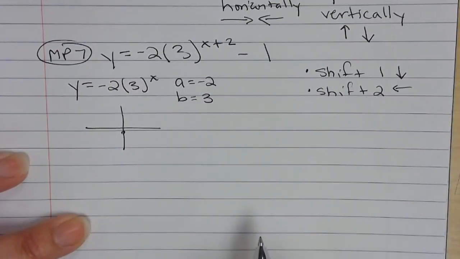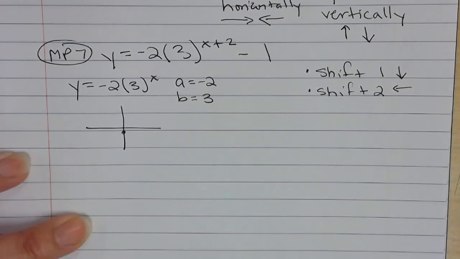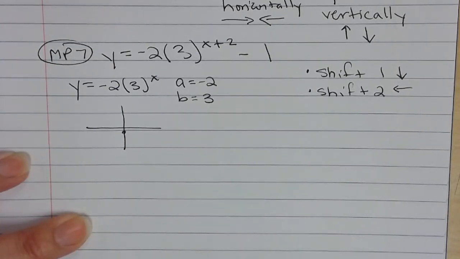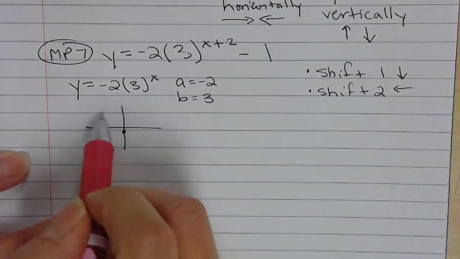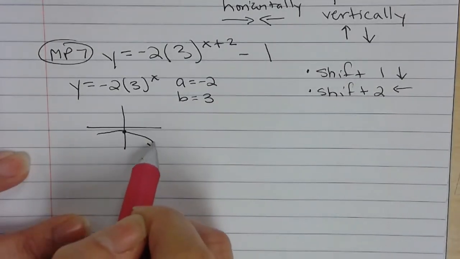Now let's think about it. b is greater than 1. a is negative. So it's going to point where? Left or right? Oh, we don't know. So let's take a look at our notes again. Is it going to be left or right? To the right. Very good. Is it going to swing up or swing down? Down. Very good. So it's going to look something like that.